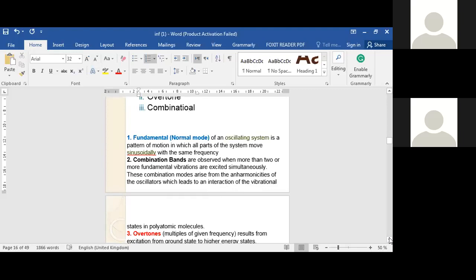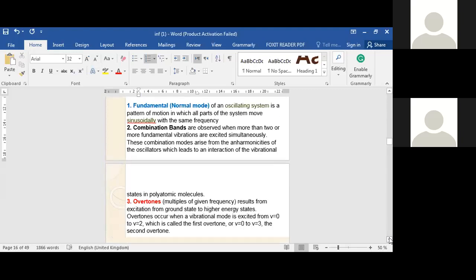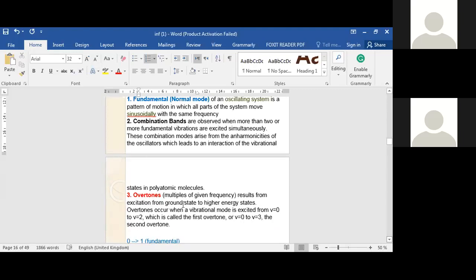Third type, which is called overtone, is a multiple of given frequencies. It results from excitation from the ground state to higher energy states, and an overtone occurs when a vibrational mode is excited from level V0.